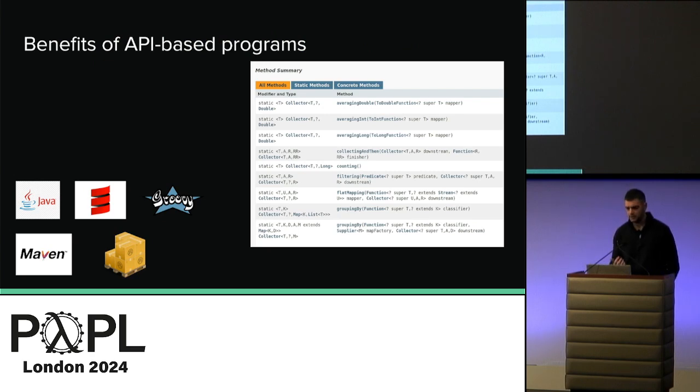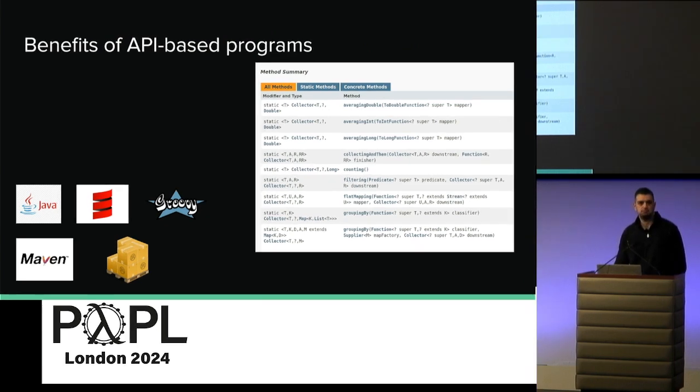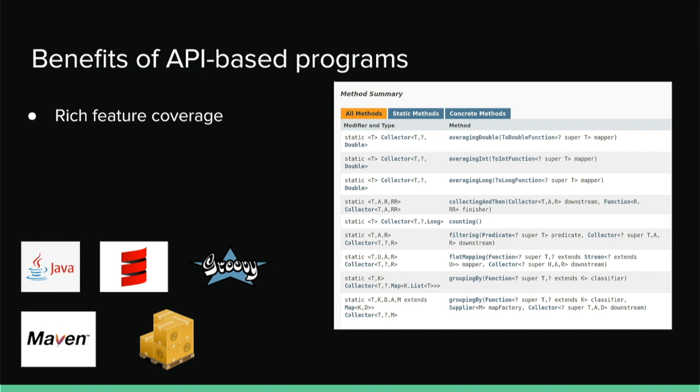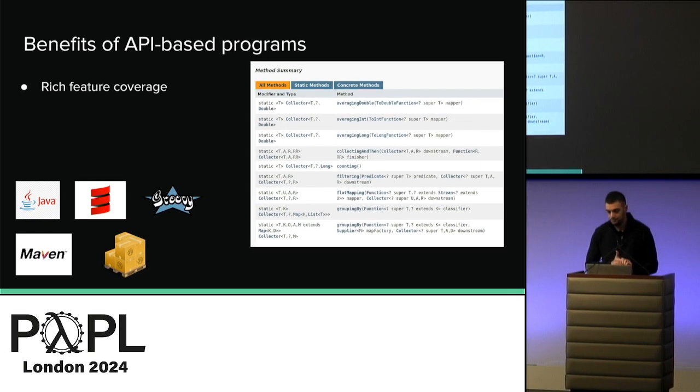If we think about it, API-based programs have some benefits. First of all, they provide us with rich feature coverage because libraries are written by experts. They make heavy use of complex features like parametric polymorphism, bounded polymorphism, and overloading. So we can easily exercise these features without the need of generating these well-formed definitions ourselves. And they enable applicability because APIs are available for almost every mainstream programming language.